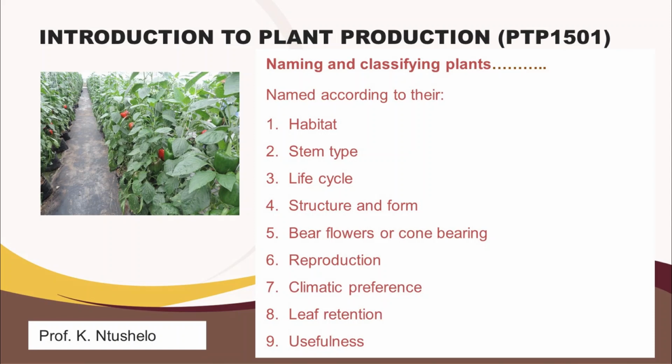Climatic preference, we talk about winter crops, summer crops. Leaf retention, we talk about deciduous plants, which are plants that shed their leaves in winter, or we talk about evergreen plants, plants that never shed their leaves. Usefulness, we talk about cash crops, we talk about timber plants, we talk about fiber crops, we talk about plants that are used to generate fuel. That's usefulness of plants.